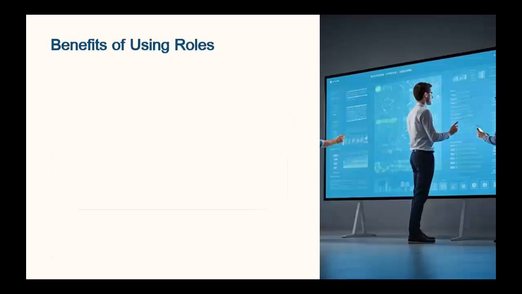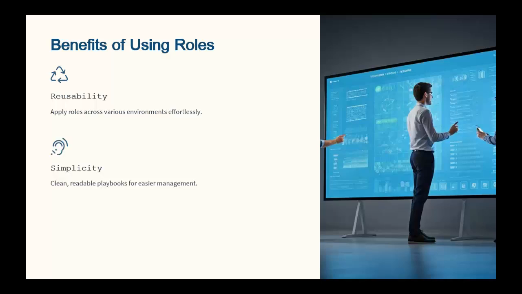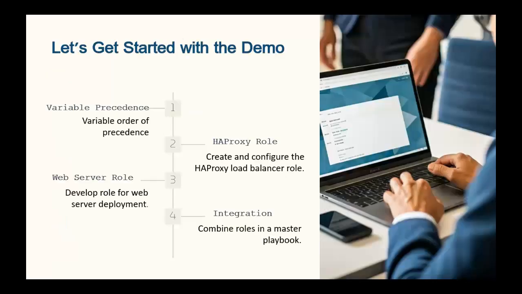Roles come with a lot of benefits. Roles make your automation reusable. We can apply them across different environments effortlessly, which is a huge time saver. By using roles, you simplify your playbooks. They become cleaner and more readable, which makes managing and troubleshooting easier. Roles also make collaboration easier. Since they are modular and organized, teams can share and work together seamlessly.